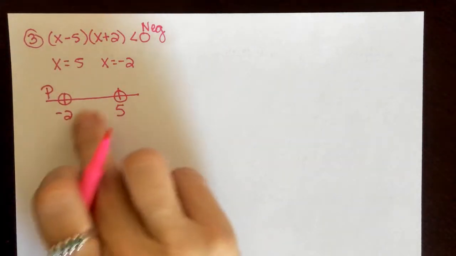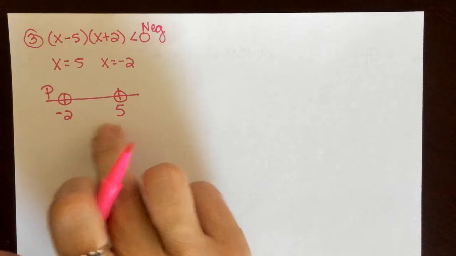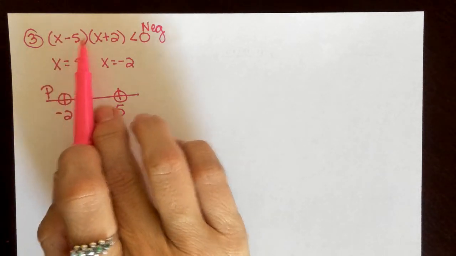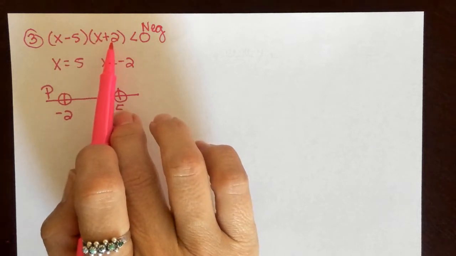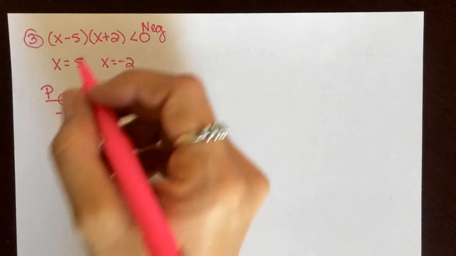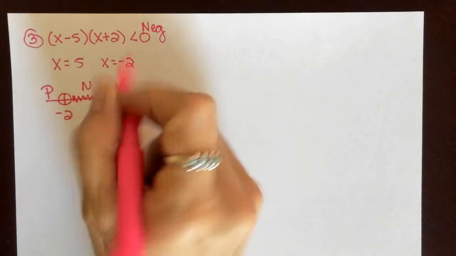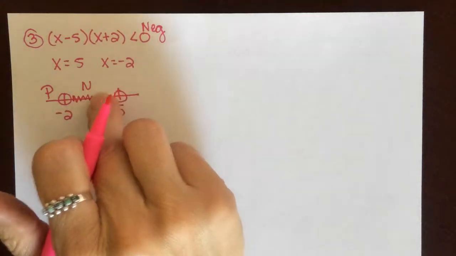I'm going to pick an answer between negative 2 and 5. I'm going to pick 0. That's an easy answer. 0 minus 5 is negative 5. 0 plus 2 is 2. Negative 5 times 2 is a negative answer. So I know everything in between here is going to give me negative. And remember, I want numbers that are less than 0.